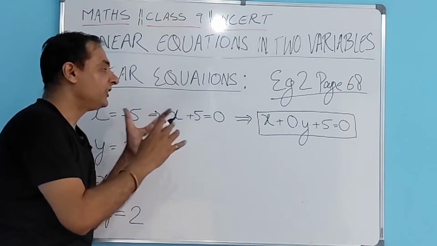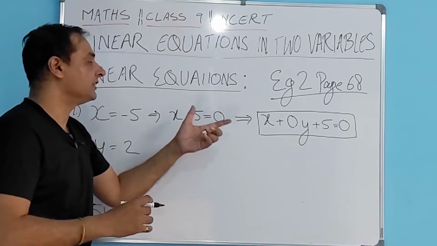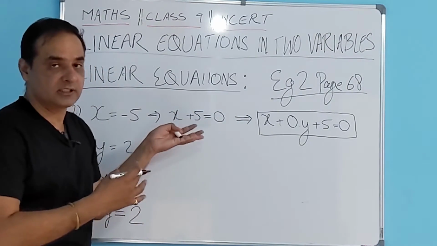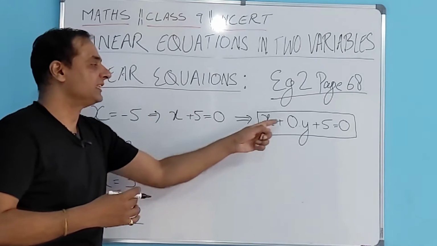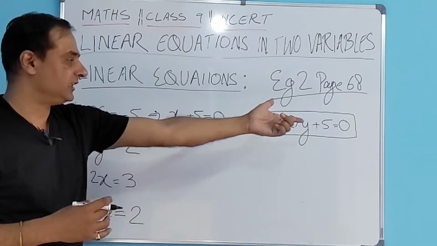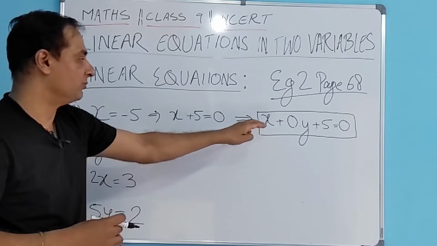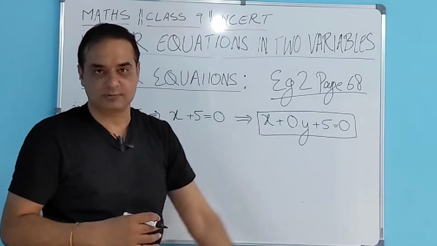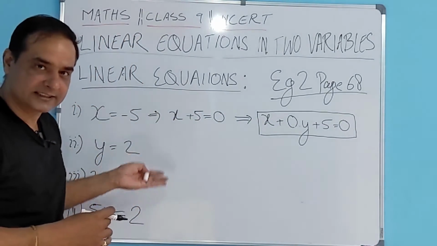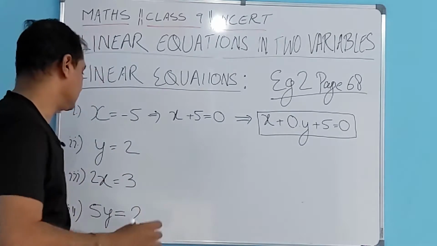So if we have to write that there should be a second variable in this equation which is not present over there, we just write that as 0 multiplied by that variable, and then we can get this in the same form, ax plus by plus c equals 0. So let's look at the other 3 examples and we'll understand.